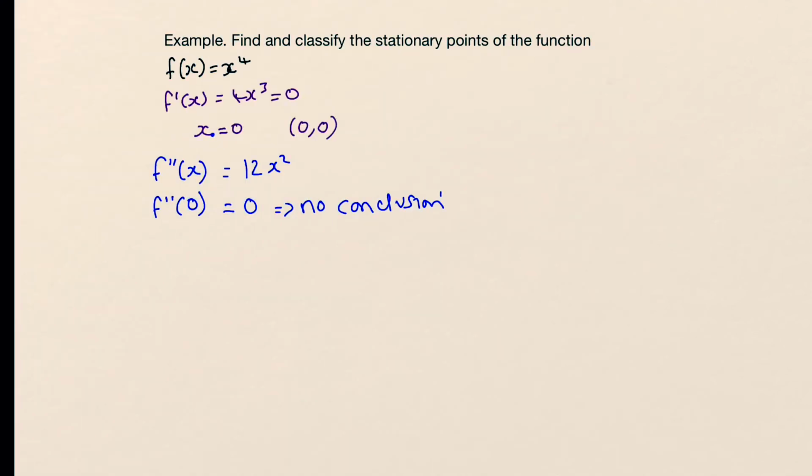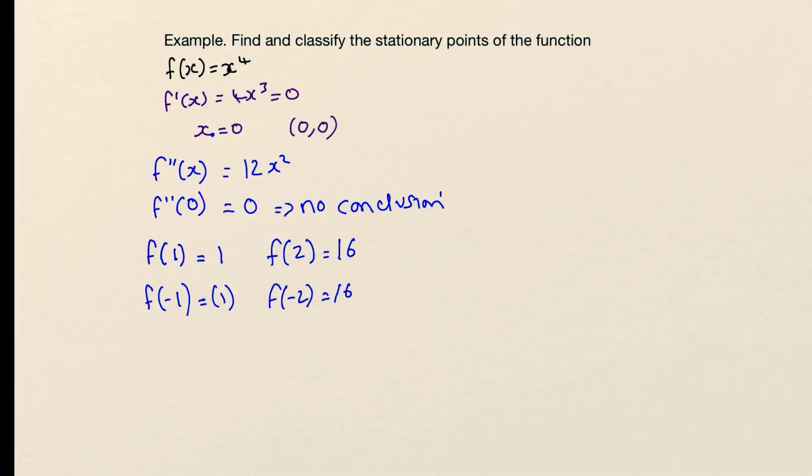So because we have no conclusion, we've now got to look at both sides of it. If we take the point f of 1, that is 1. If we take the point f of minus 1, we will get 1. f of 2 is 16. f of minus 2 is also 16. So this starts to give us a picture of the graph.